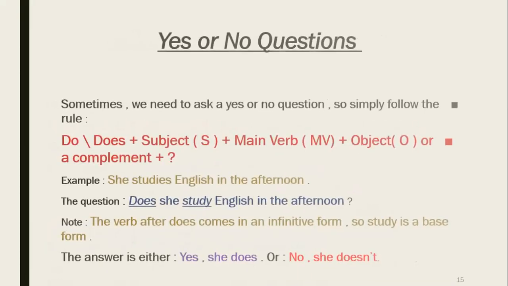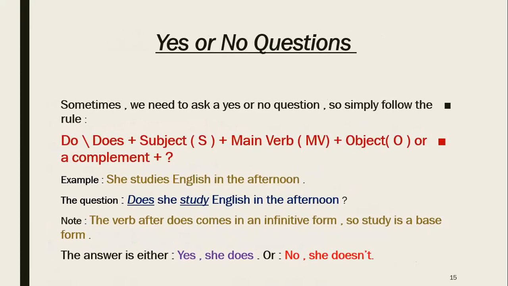The second part, the second kind of question, the yes or no question. It's very easy. It is the same form without the question word at the very beginning. So follow the rule. You have do or does, and then the subject, then the main verb, then the object, then the complement of the sentence, then the question mark. Like for example, she studies English in the afternoon. Does she study English in the afternoon? We mainly need here to say, yes, she does, or no, she doesn't.